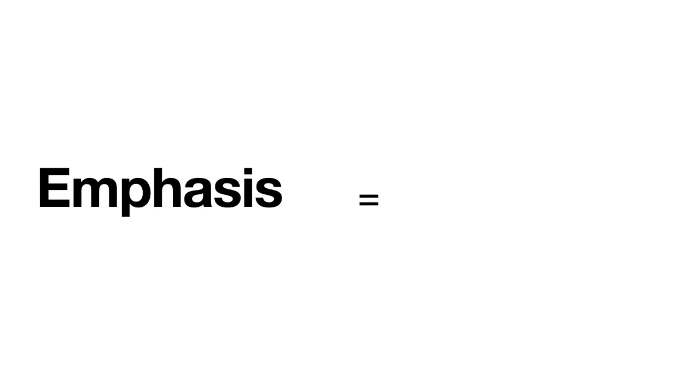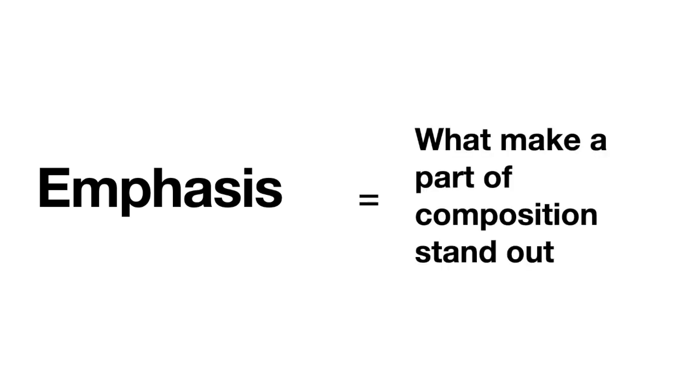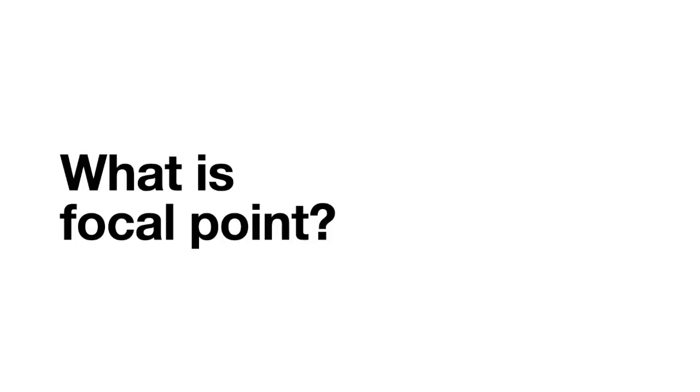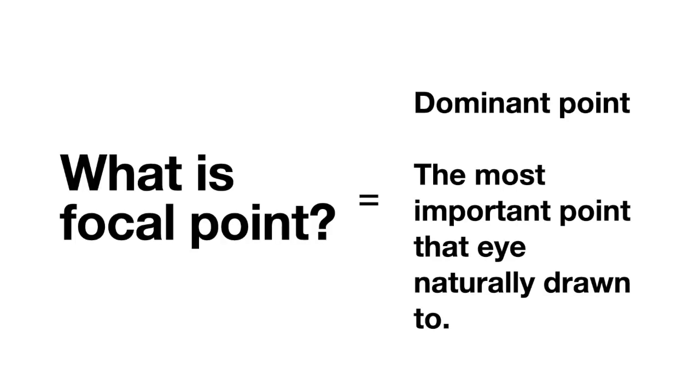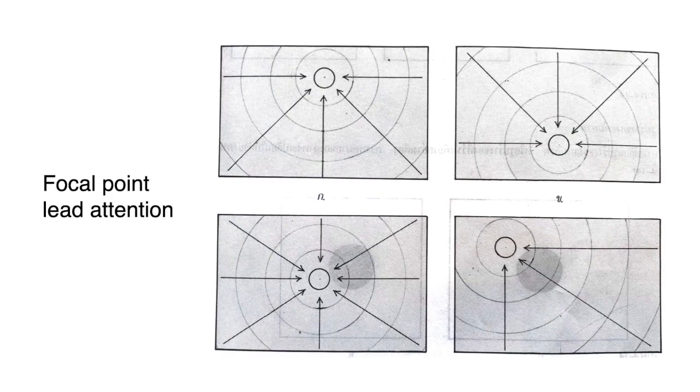What makes it interesting is that it can lead your attention, right? This is the principle called emphasis, which refers to the use of visual elements to draw attention to a certain area, usually a focal point in an artwork. So what is the focal point? The focal point, also known as the dominant point, is the most important point that we are naturally drawn to. The role of the focal point is to lead your attention. It is not only at the center, but it can also be in different places.